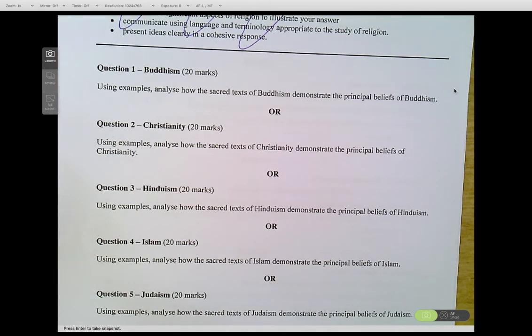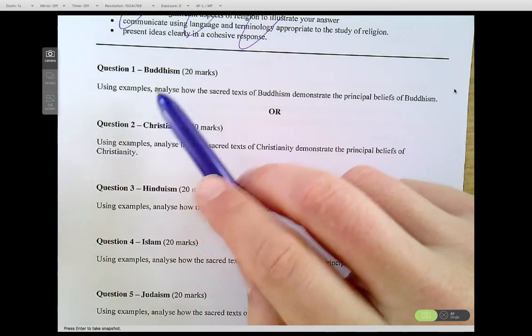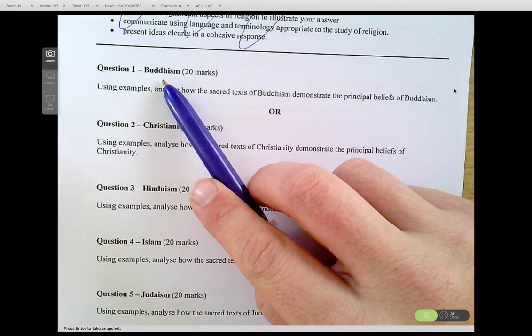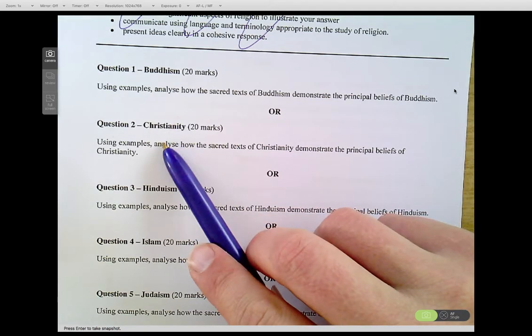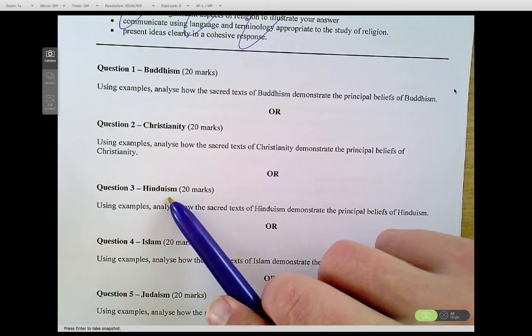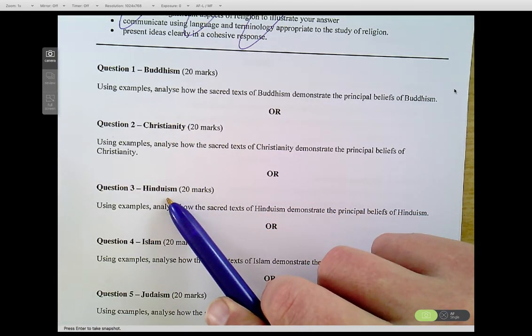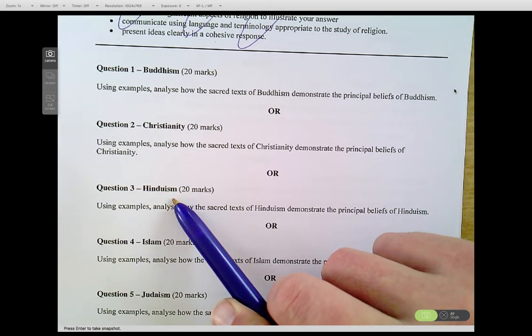The reason that there's 5 traditions on there is because this paper has to cater for everything that the syllabus allows students in Year 11 to study. Other schools study, say, Buddhism and Christianity. We study Christianity and Islam. Other schools study Hinduism. Very, very few. That's the least popular one across the state.